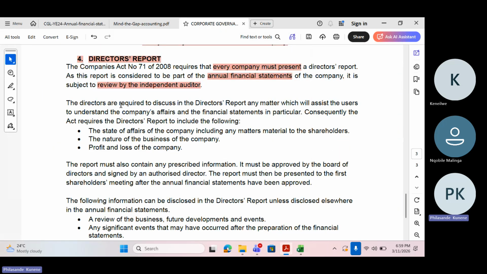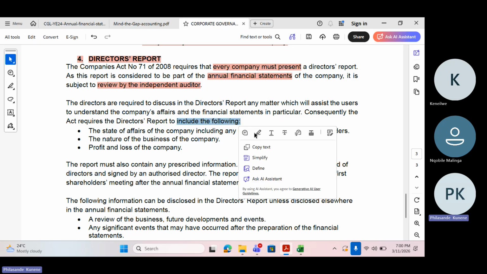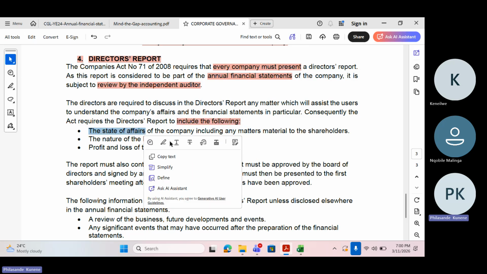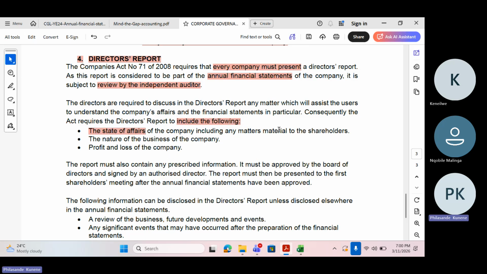Okay, the directors are required to discuss in the director's report any matter which will assist the users to understand the company's affairs and the financial statements in particular. Consequently, the Act requires the director's report to include the following. Let's see. The state of affairs of the company, including any matters material to the shareholders. Everything that we need to be aware of as shareholders, directors must tell us.